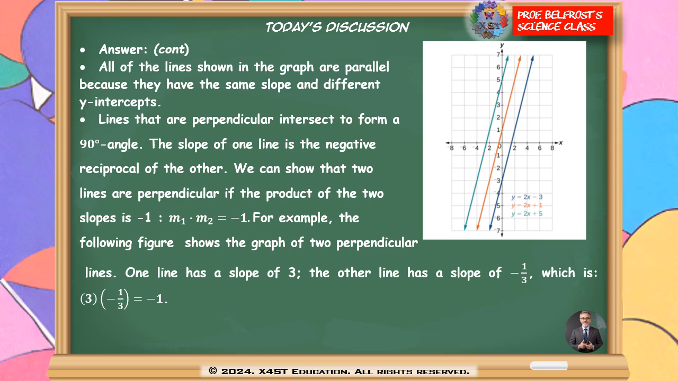Lines that are perpendicular intersect to form a 90-degree angle, and the slope of one line is the negative reciprocal of the other. You can show that two lines are perpendicular if the product of the two slopes is -1, that is, m1 multiplied by m2 yields -1. For example, the next slide will show you the graph of two perpendicular lines. One line has a slope of 3, and the other has a slope of -1/3, which results in -1 when we multiply these two values.